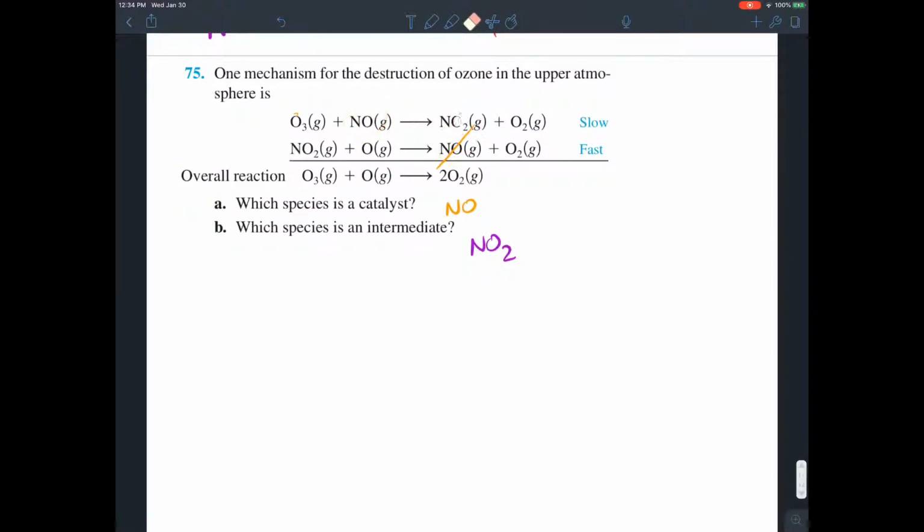So let me restate all that again. A catalyst is found in the beginning of the reaction and at the end of the reaction, and will cancel out, so it's not found in the overall reaction at the end. An intermediate will be produced as a product in the first reaction and subsequently canceled in the second reaction. That will be an intermediate. These are very subtle. They can be confused with each other, which is why I chose to bring this problem up. But I hope that made a little bit more sense and gave some insight into how that works.